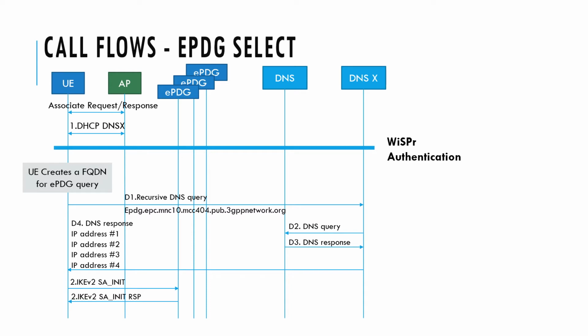So the first time we do not get the IP, we get another host name. Now using these host names we do another DNS query. After this query we get certain IP addresses. So the UE receives certain IP addresses. Now the UE has the IP addresses of the EPDG. Now the UE can perform an IKEv2 SA init request for making the IPsec tunnel, and then the IKEv2 SA init response comes back to the UE. So this is the EPDG selection call flow.